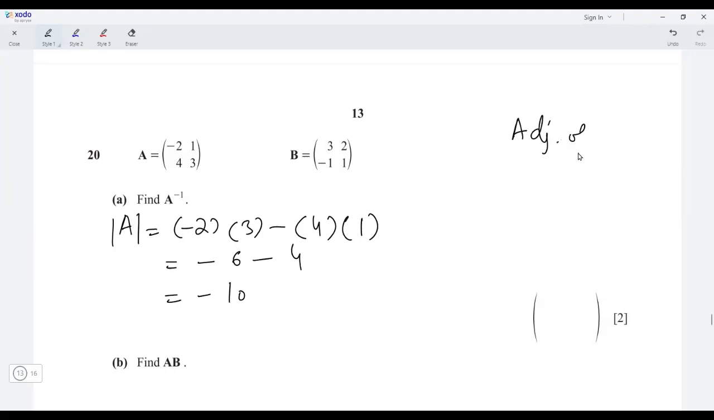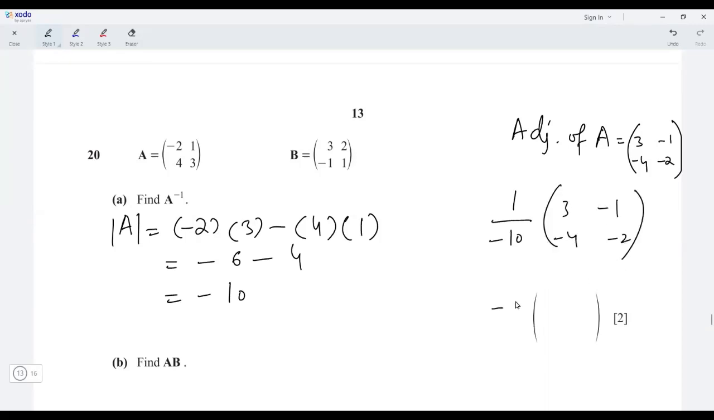Adjoint of A: basically we have to change these two positions. 3 is to be written in place of -2, and -2 is to be placed here, and change the signs of these two. These two are positive, -1 and -4. So we have to multiply 1 over the determinant, 1 over -10, with 3, -1, -4 and -2. As we know, we can write -1 over 10 outside and write down all the stuff as it is. That is the inverse of any matrix.